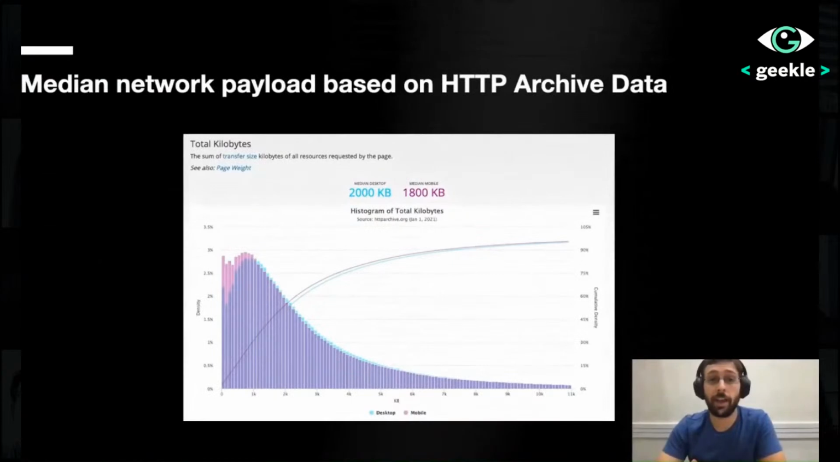So based on the HTTP Archive data, the median network payload is between 1.7 and 1.9 megabytes. Lighthouse flags pages whose total network requests exceed 5 megabytes, 5,000 kilobytes, right? In a moment, we will check the best way to improve this problem.